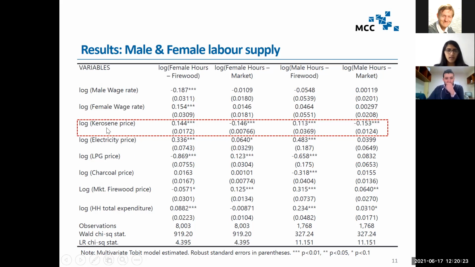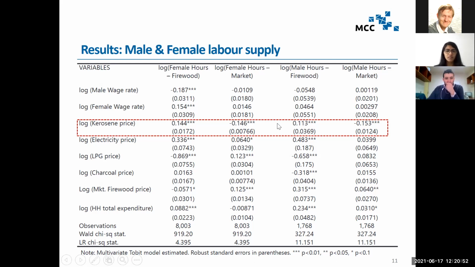And here we see that when kerosene prices increase by 1%, the log female hours worked for firewood, and for men as well, actually go up. So this is about 0.14% or 0.11%, so it's a little bit more for women than for men. But an important thing is that in this model, they look at the uncensored variable, so the underlying variable. So this is not only for the 20% who engage in firewood collection.